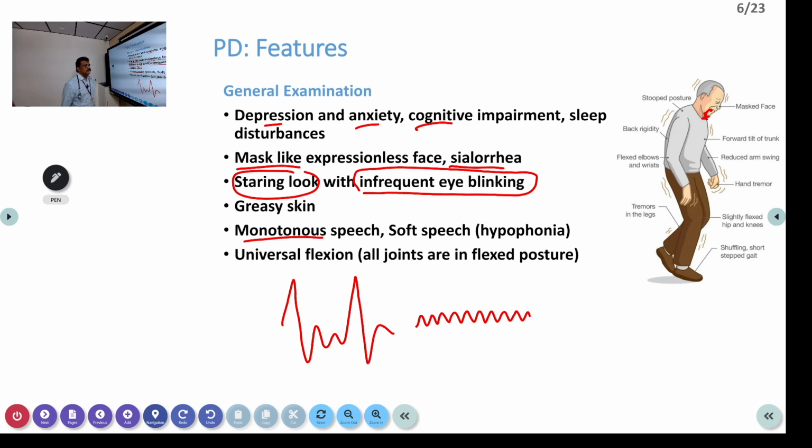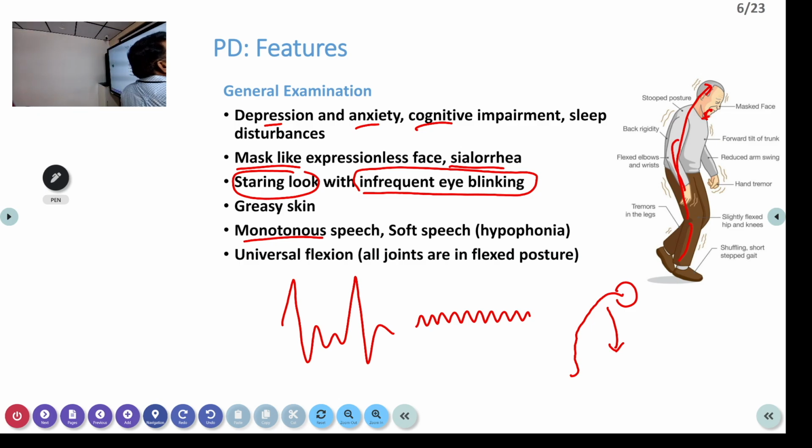Universal flexion. You can see here the patient is universally flexed, limbs will be flexed, hip will be flexed, head will be flexed. So the patient will be universally flexed and they may fall forward. That is very important. Here it is flexed, here it is flexed, even hands are flexed, knee is flexed, so flexed everywhere. So uniform flexion is a classical finding in patients with Parkinsonism.